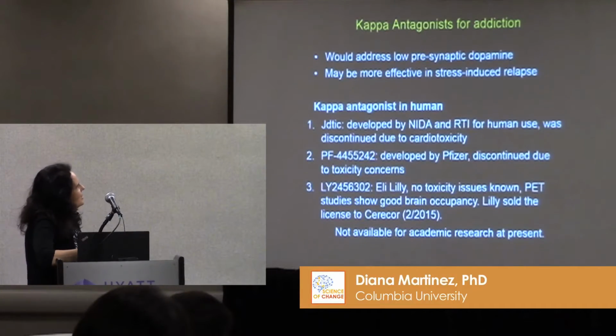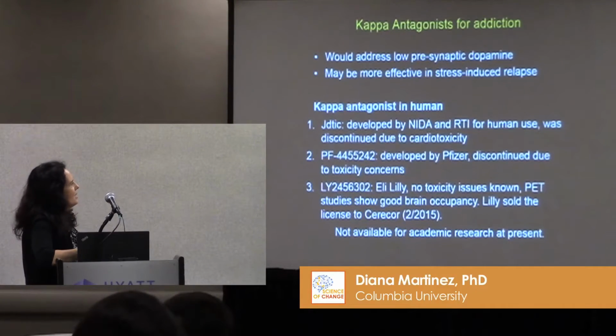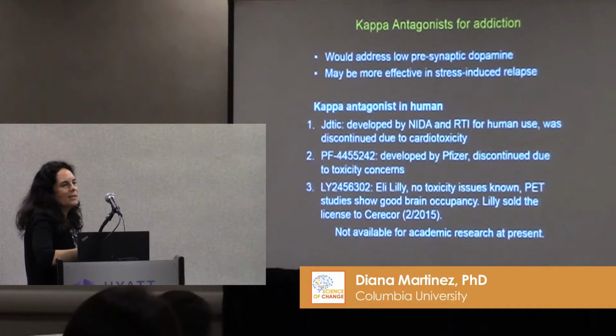Kappa antagonists. I think kappa antagonists, as I said, would be very effective, particularly for stress-induced relapse. Getting this compound into humans has been equally as much of a head banging against the wall. JDTic was an interesting compound. It was developed by NIDA. It's a kappa antagonist. It was discontinued due to cardiotoxicity. It causes ventricular tachycardia, which is not sustainable. Pfizer also developed a kappa antagonist. It was discontinued for toxicity concerns. They won't reveal exactly why, but it was probably cardiotoxic.